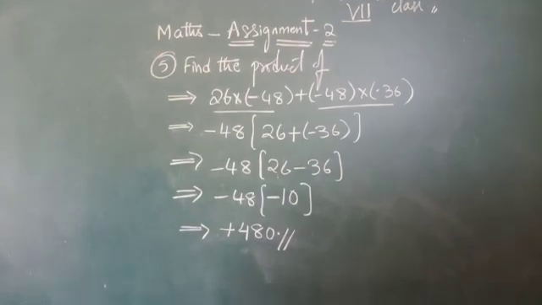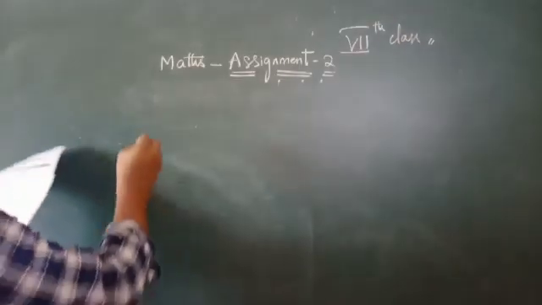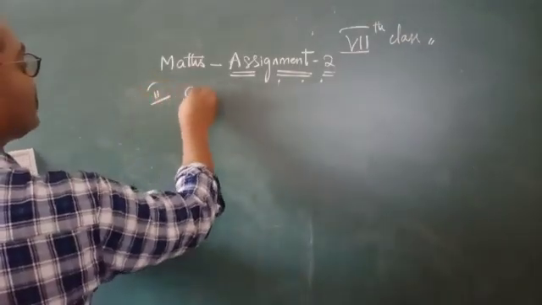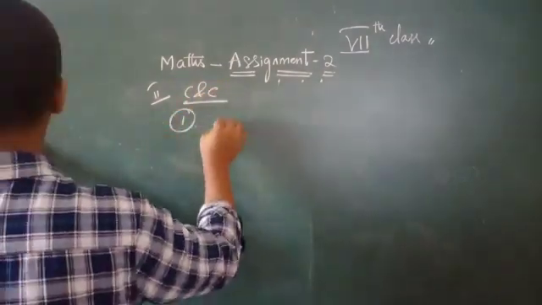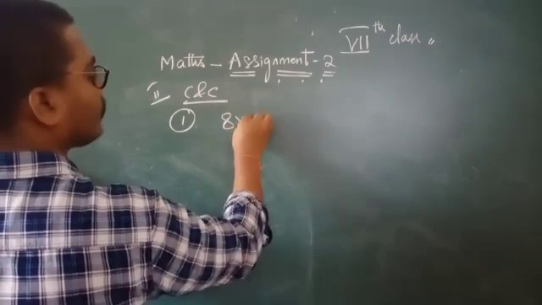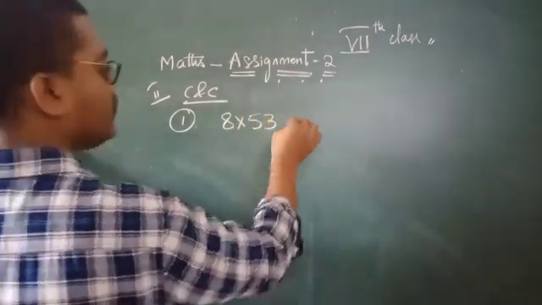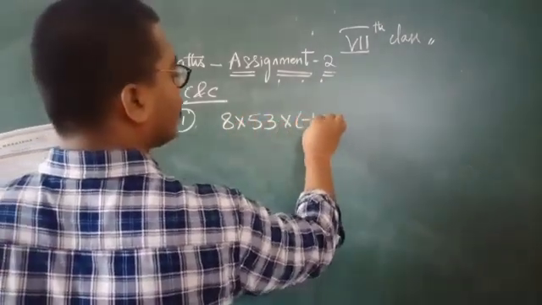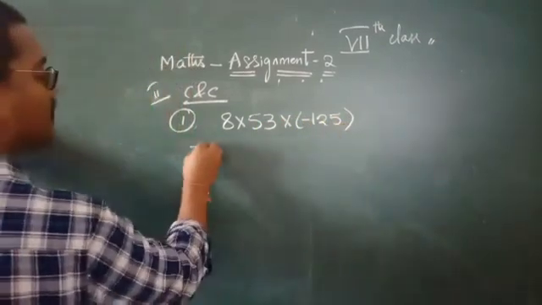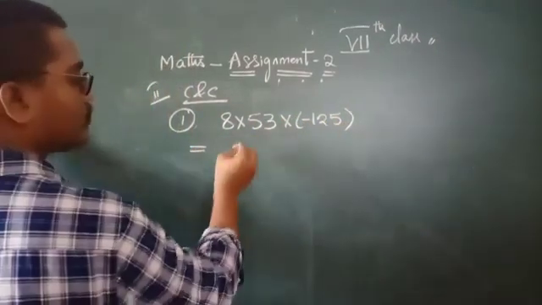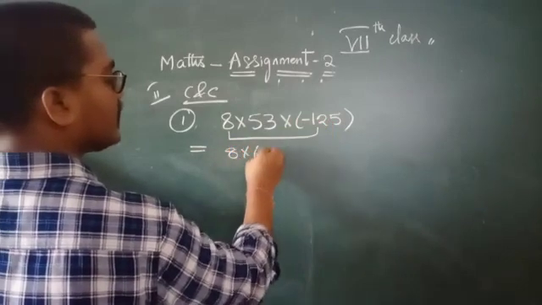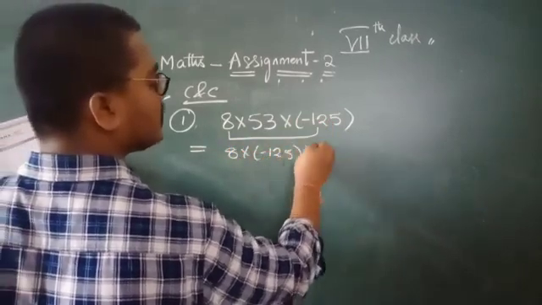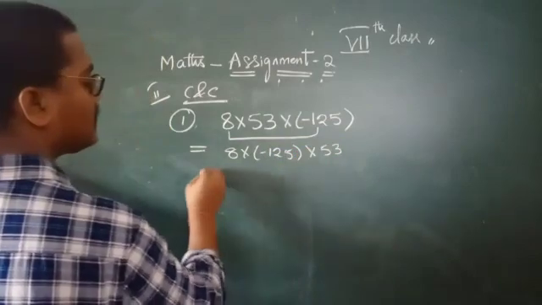Now coming to the second bit, children. Show the correct answers. In the first one, find the product of 8 into 53 into minus 125. So they are asking us to find out the product of these integers, children. Better you do one thing, multiply this 125 into 8 first, and then you can multiply the resultant answer with 53.